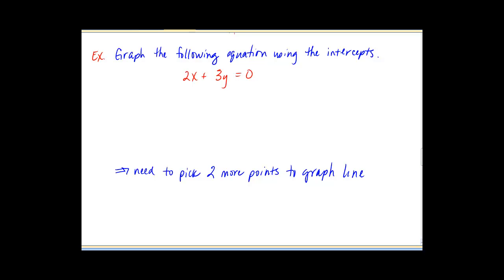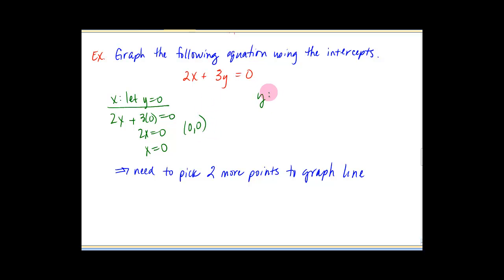This time, I am going to try to find the intercepts of this equation, 2x plus 3y equals 0. So for x, if I wanted to find the x-intercept, I'm going to let y be equal to 0. So let's plug that in. 2x plus 3 times 0 equals 0. 2x equals 0. X equals 0. So if this x is 0, that y is 0. So I get the point 0, 0.